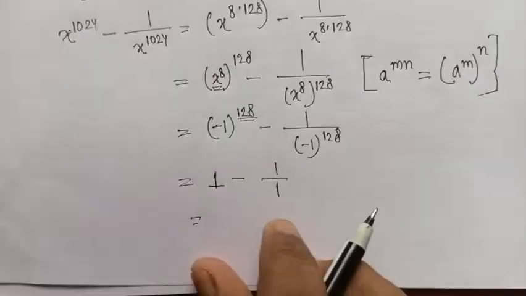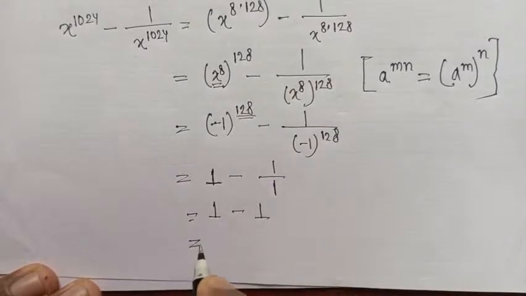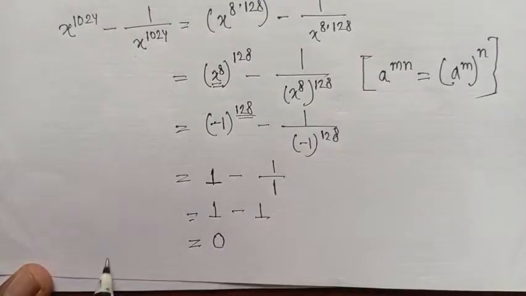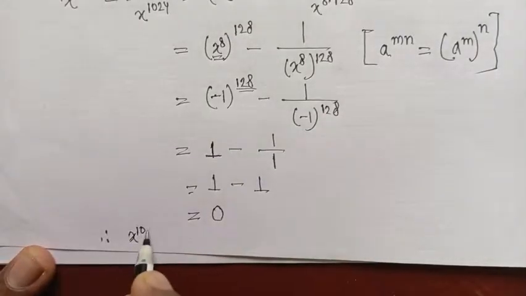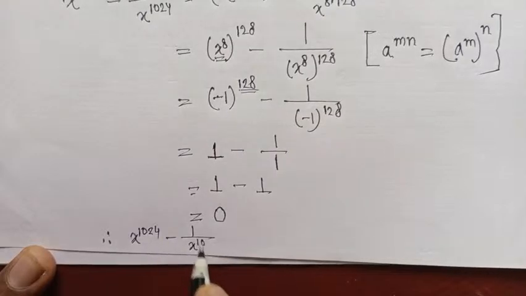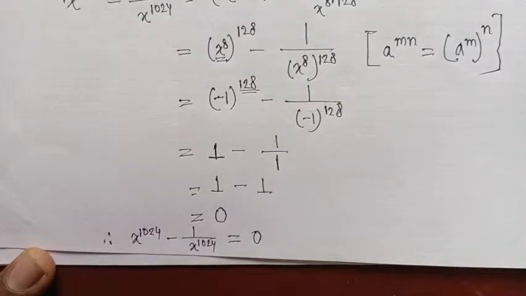So that 1 minus that 1, all the value will be 0. So the expression x to the power 1024 minus 1 by x to the power 1024 is equal to 0. So we got the solution, the value of x to the power 1024 minus 1 by x to the power 1024 equal to 0.